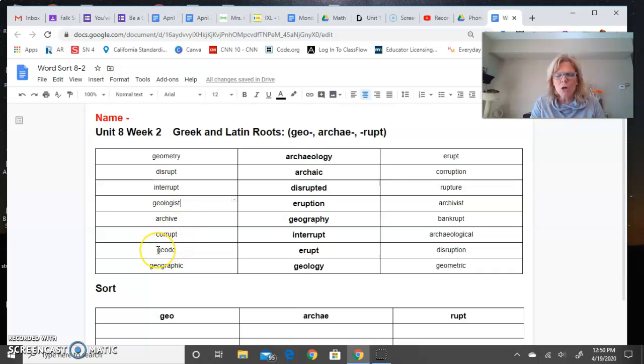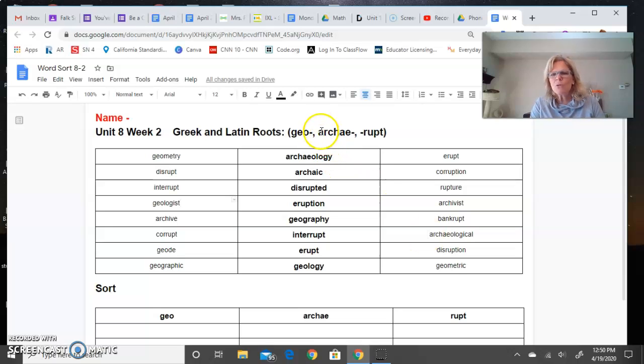Okay, we have geode, geographic, kind of relates to geography. We have geography. We have geology. Now, ology isn't one of our suffixes, but ology is the study of. So that'd be study of the earth. And then we have geometric, like geometry, just a different ending, geometric.